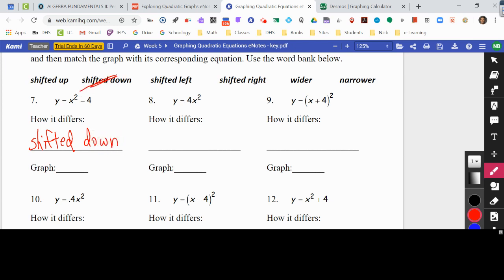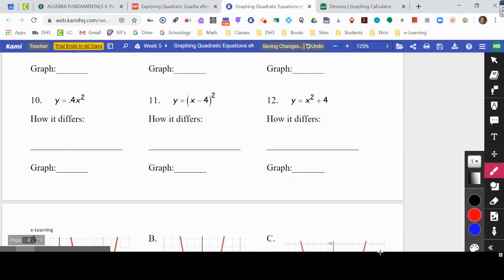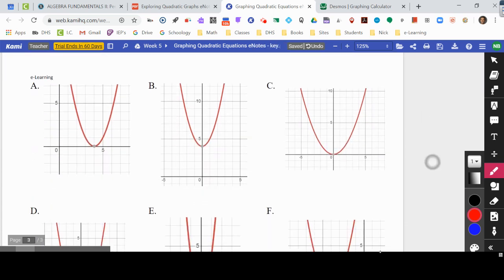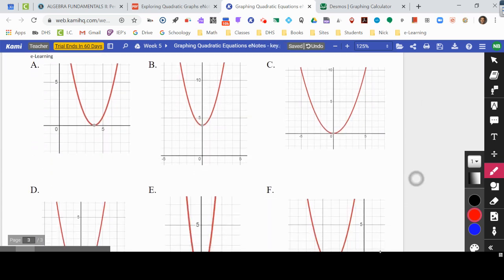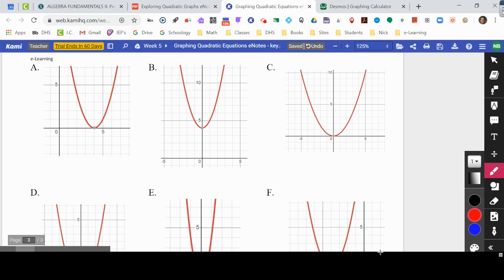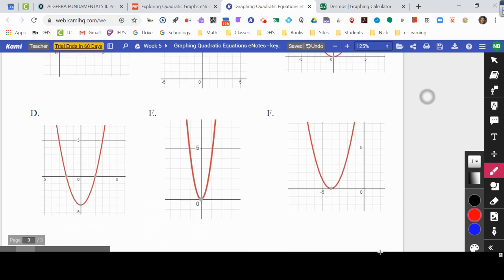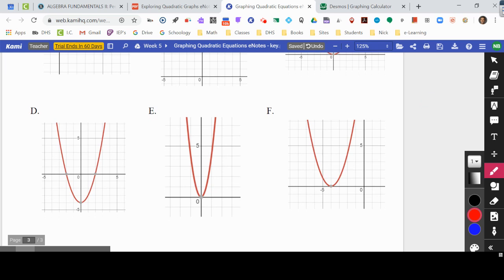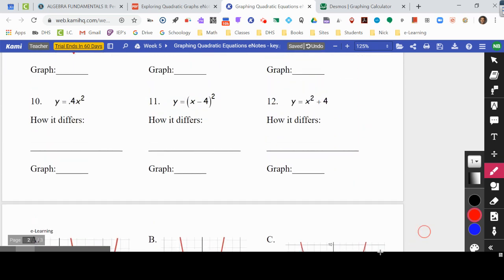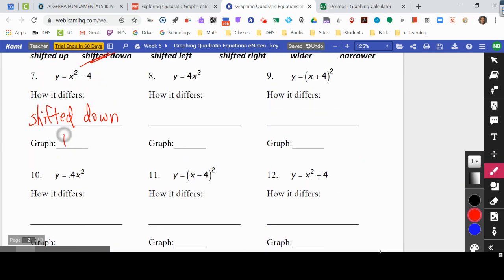All right, so that means I use that one up. Now I'm going to look at my graphs here. Which one of these graphs has a shift down? This one, nope, nope, and nope. So nothing on A, B, and C. Oh, here we go. Look at D here. Look at how this graph on D is shifted down 4 units. So that's going to be for number 7 here.